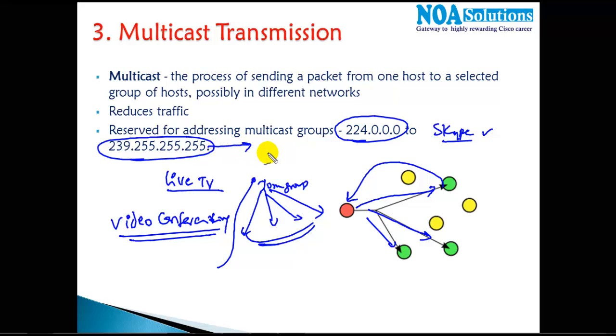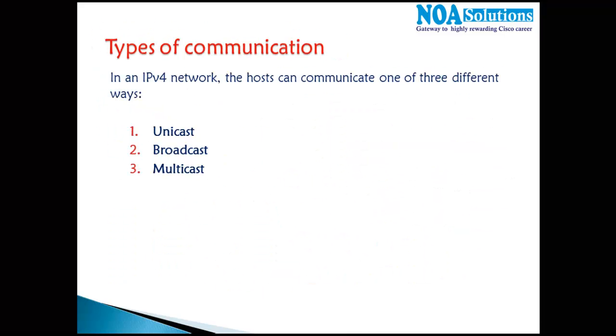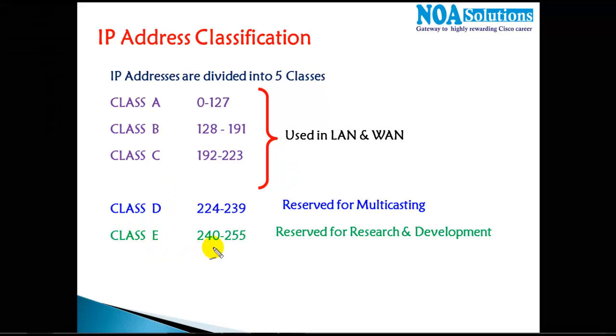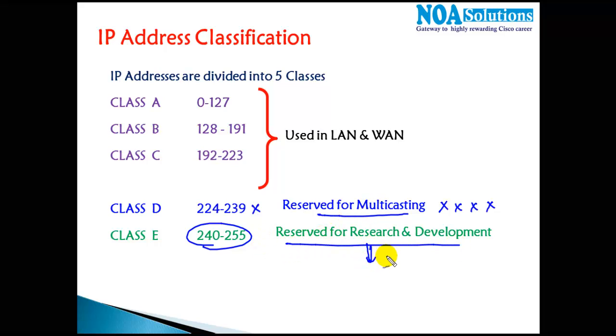So there is a separate class reserved for that. We call that a class D address. The class D address is reserved for multicasting, to identify these specific multicast traffic. Whereas there is one more address range called class E, which we also don't use. For normal devices, like a PC, computer, or the LAN router, we cannot assign these class D addresses because they are reserved for hosting or identifying multicast traffic. And class E is also reserved for research and development, so we cannot assign these addresses.